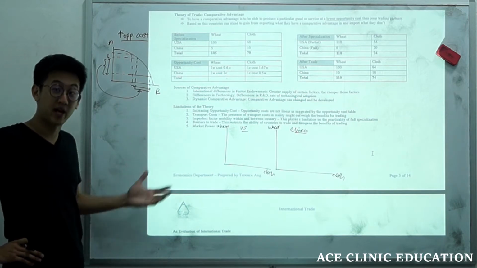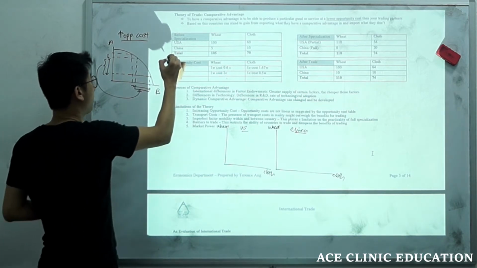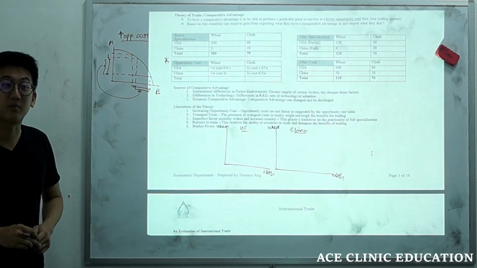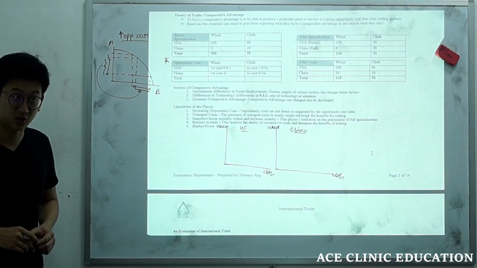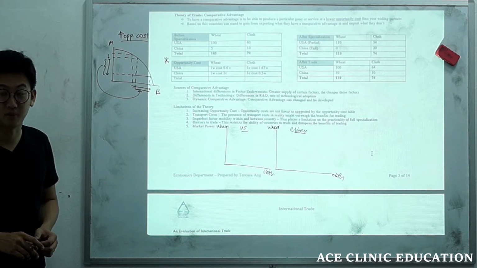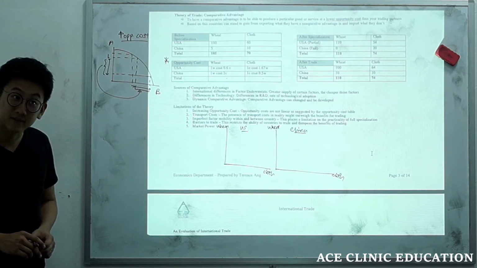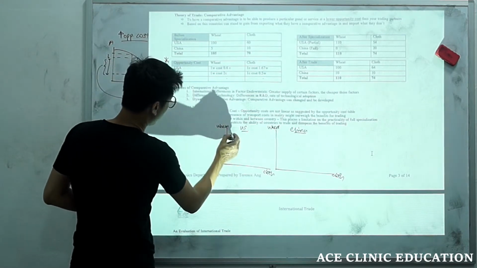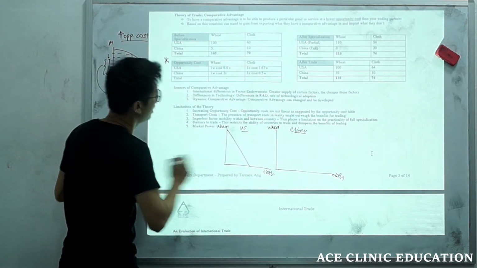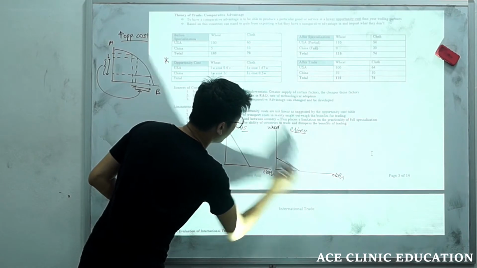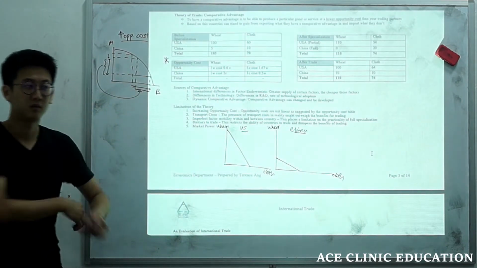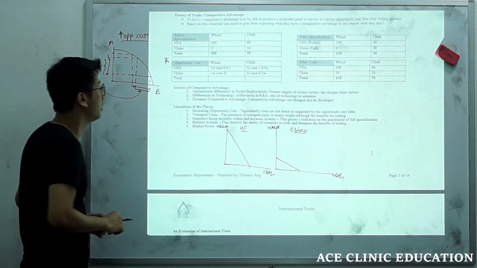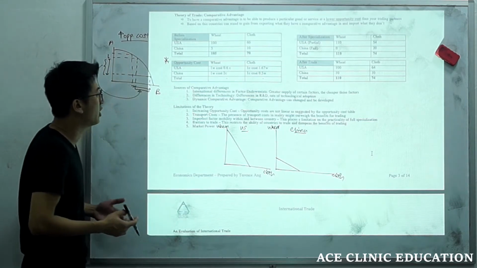Now, in trade, if you come back to this table, it makes a very crucial assumption. The assumption is that the opportunity cost is constant. So your PPC should not be concave. Your PPC will be a straight line. For the US, it will look like this, and for China, it will look like that. Constant opportunity cost.